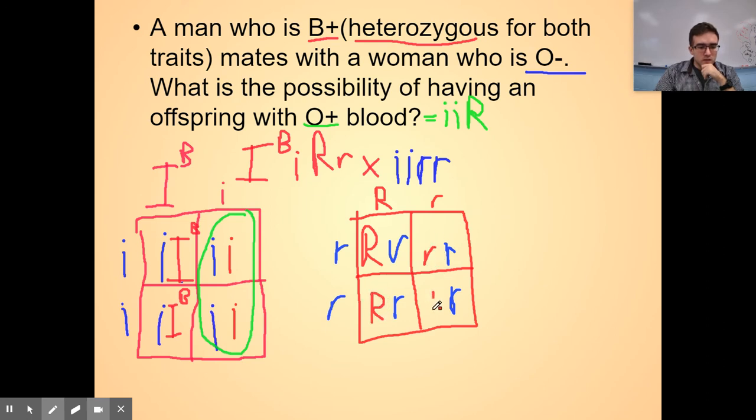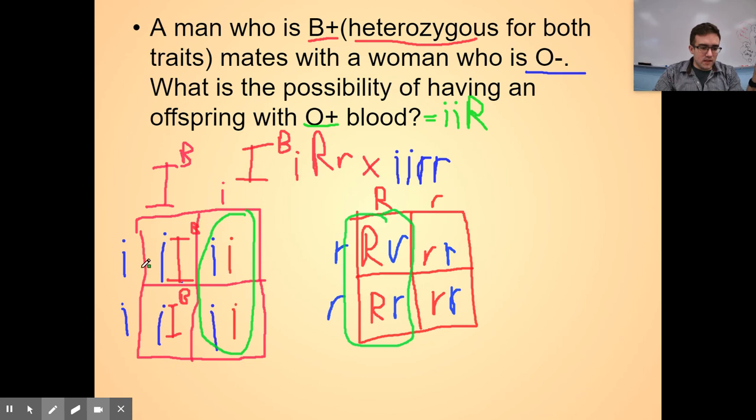So we're looking for a kid with positive blood. He's positive for the Rh protein. So that means that we just have to have one uppercase allele, or one big R. Well, we have that here. So both of these are going to be positive. So there you go. So now how do you figure out the possibility of having O positive?